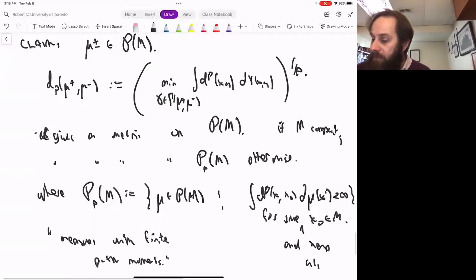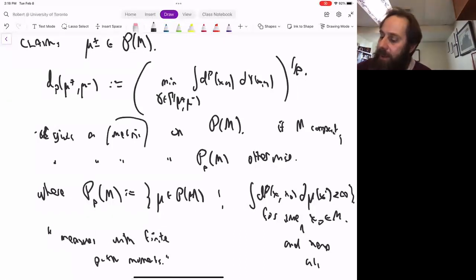And so I claim that this is a metric, which means, so what do I need to check for this to be a metric? What are the usual properties that a metric enjoys?